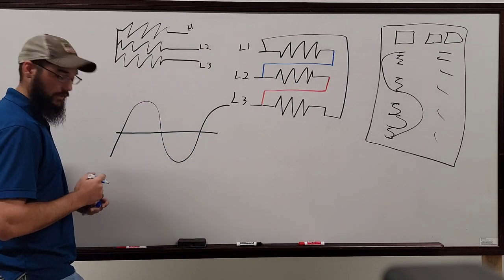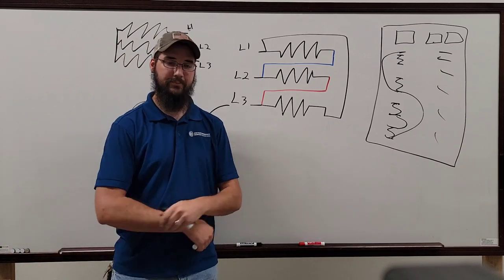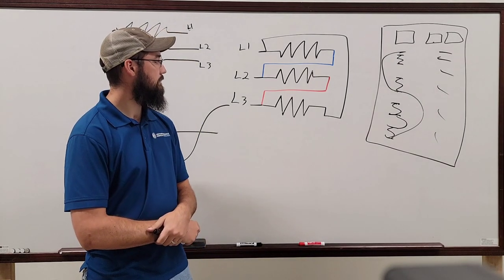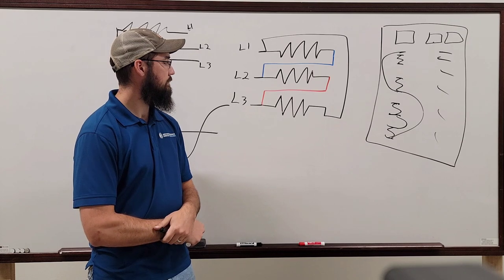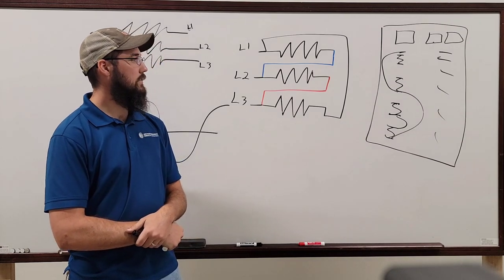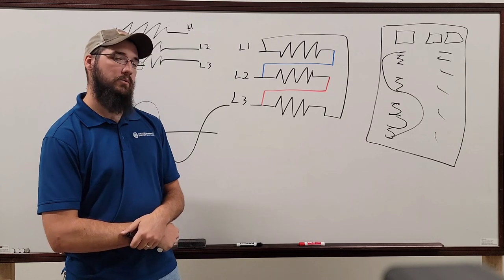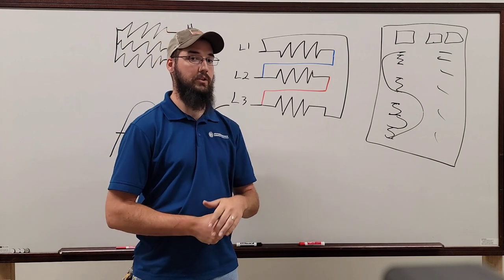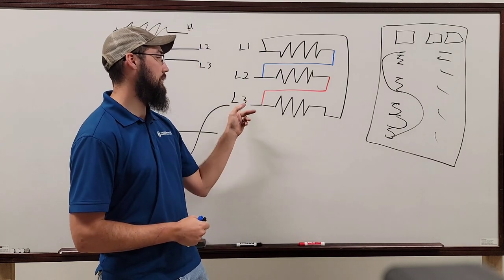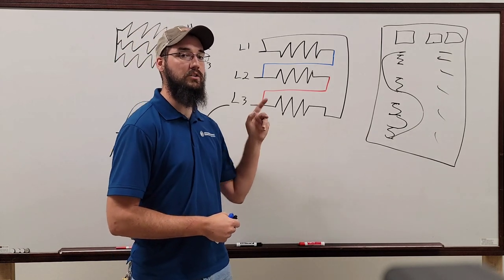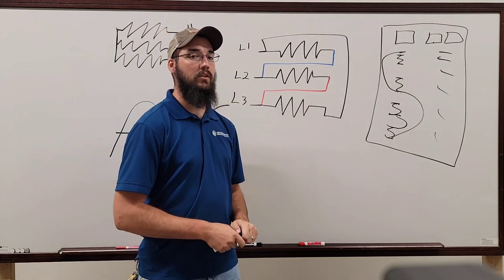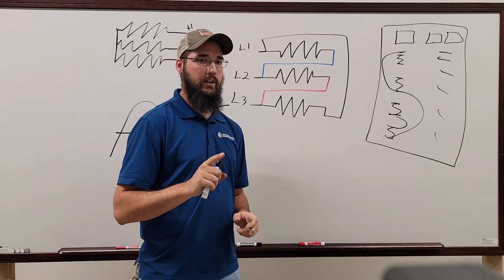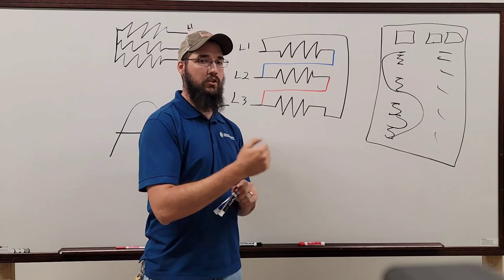Oh, I got a question. Yes. Those say L1, 2, and 3. One of those has to be a neutral though, correct? No. Now, there are scenarios to what you're saying. There are scenarios where one of these will have more heaters stacked on it on the backside. So it's not being used as a neutral. It has additional load stacked on it.